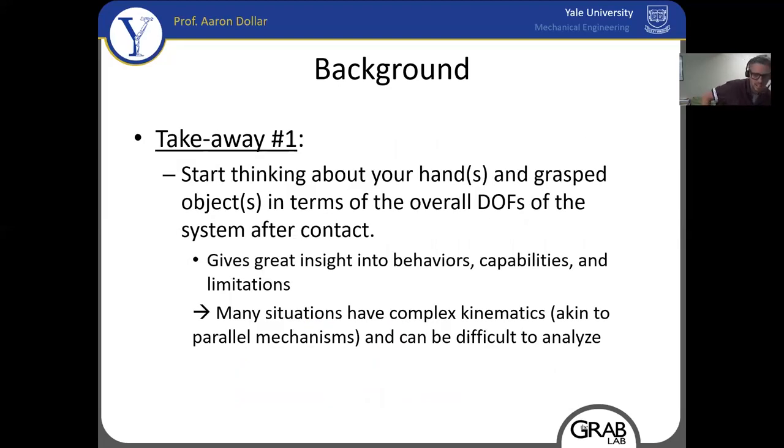So a takeaway, I actually only have this one takeaway slide, but I just want to get you thinking on your own about your hands and your robotic systems in terms of the overall degrees of freedom of the system, especially after contact. It really gives you great insight, I think, into the behaviors, capabilities, and limitations of those systems and the challenges related to those. And a caveat is that many of these situations, especially in multi-fingered hands, have complex kinematics akin to parallel mechanisms and can be very difficult to analyze, sometimes even close to impossible to analyze.